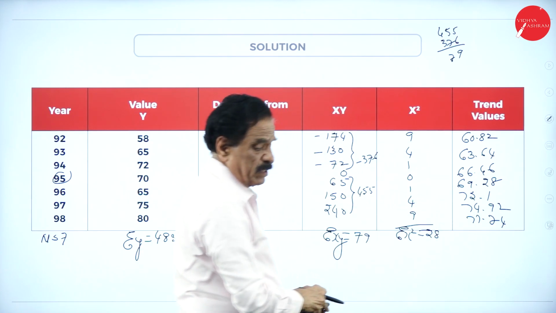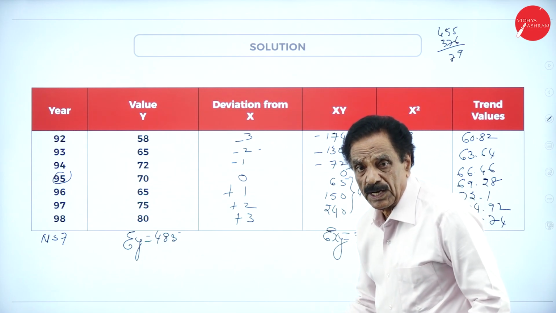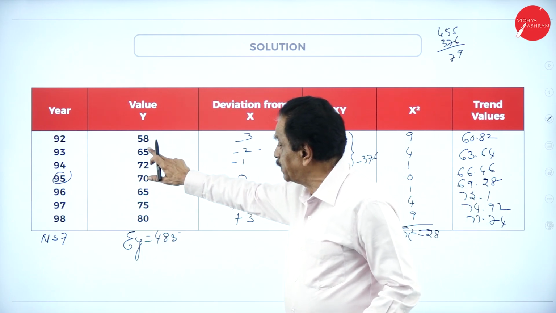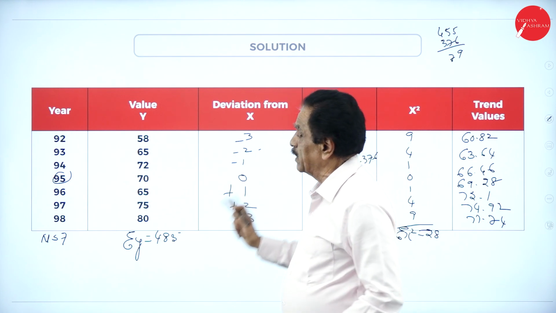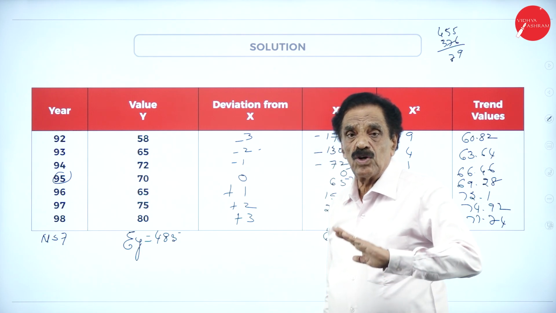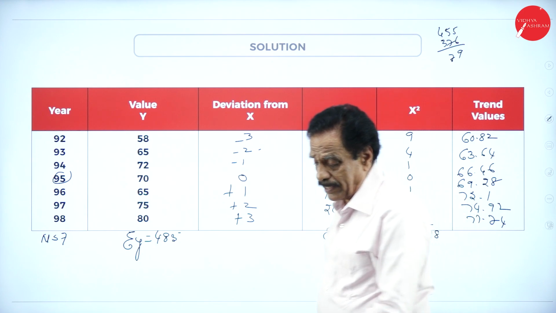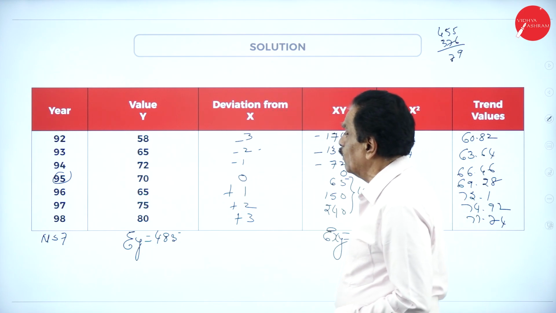So these trend values you have to put in a straight line trend. First you have to plot this, then you have to plot this. In how many years are there? 7 years are there. 7 years you have to show on the x-axis, and these trend values should be shown on the y-axis. We'll move on to the graph now.